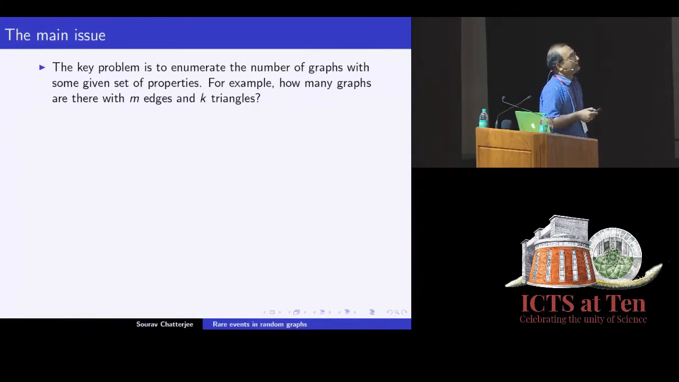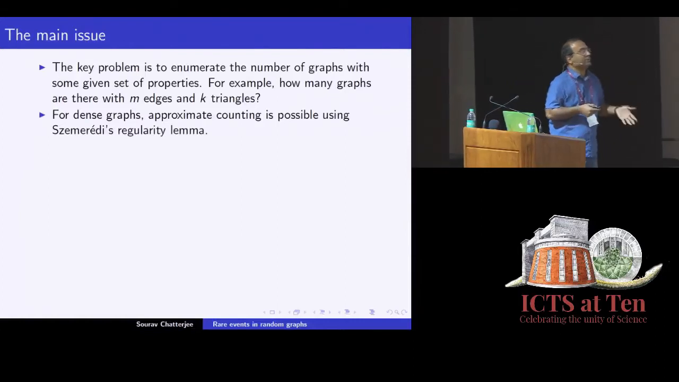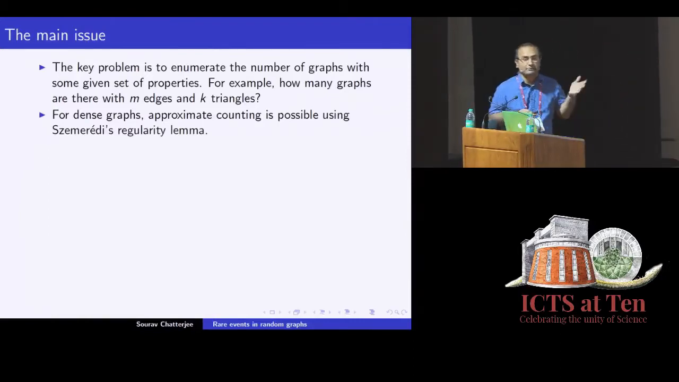When you want to enumerate the number of graphs with a given set of properties, this is what you really want to understand. So how many graphs are there with m edges and k triangles? This is the kind of thing that you want to understand. Now, what Szemerédi's regularity lemma does is it gives a way of approximately doing these countings.